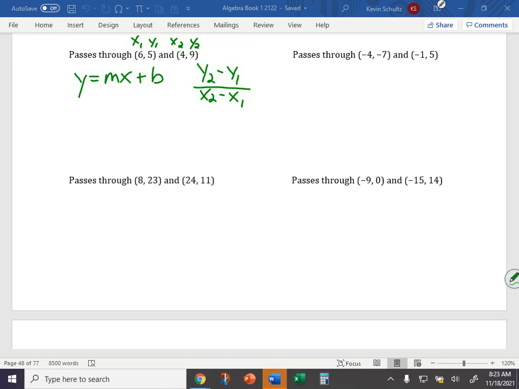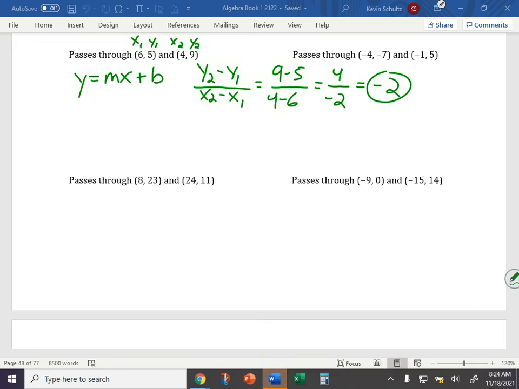So we do that, and we get 9 minus 5 over 4 minus 6. That gives us a positive 4 over negative 2, or ultimately a slope of negative 2.